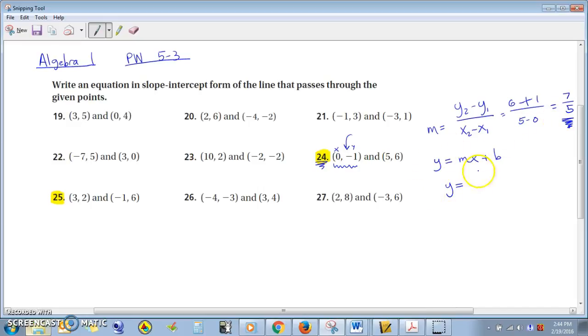I have the slope here, 7 over 5. And then I have the y-intercept right here because the x value for this point is 0. So -1.